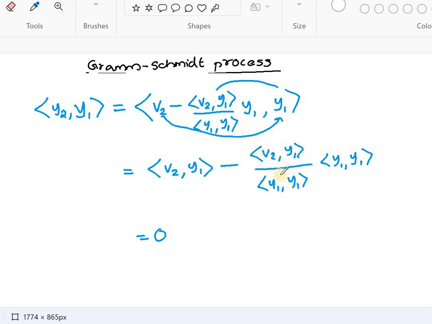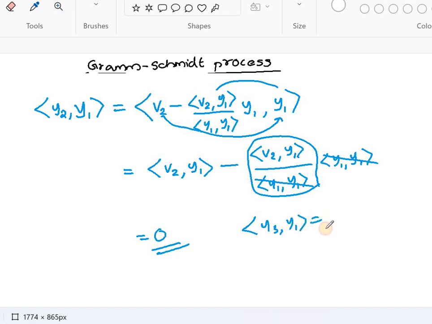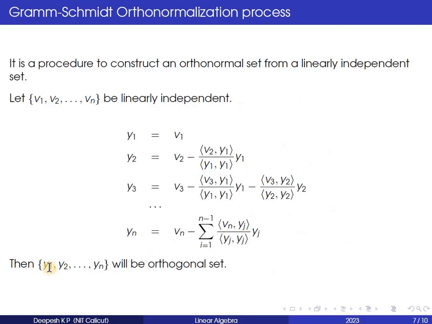Now the scalar is coming out of the inner product like this. So inner product of V2 Y1 divided by Y1 Y1 is a scalar, so that will come out of the inner product. And what remains is the inner product Y1 Y1. Now this inner product Y1 Y1 and inner product Y1 Y1 will get cancelled. So V2 Y1 minus V2 Y1 is equal to 0. Similarly, you can show that the inner product of Y3 with Y1 is equal to 0, etc. The inner product of Yi with Yj is equal to 0 for every i not equal to j. Thus we get that the collection Y1, Y2, etc., Yn, which has been created using this process, is an orthogonal set.